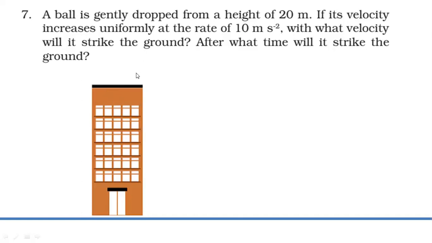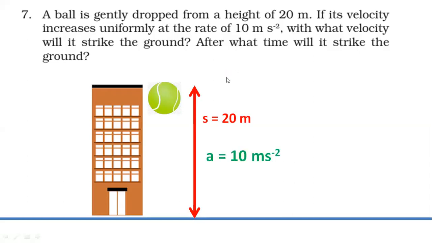Now, a ball is dropped from a height. What is that height? 20 meters. So let me put that 20 meters. What is the acceleration this body received? 10 meter per second square, right? 10 meter per second square.